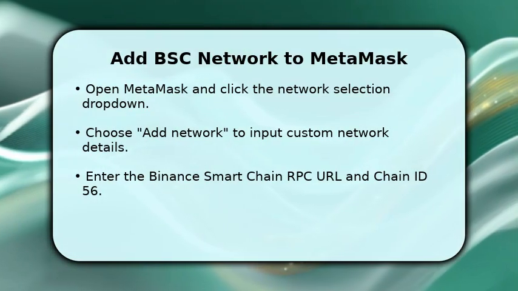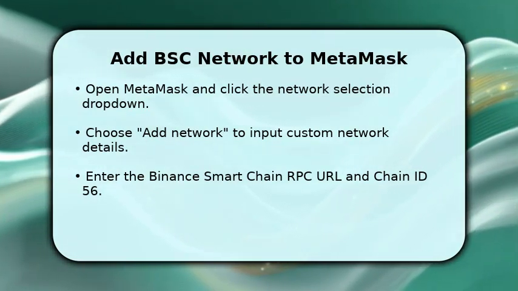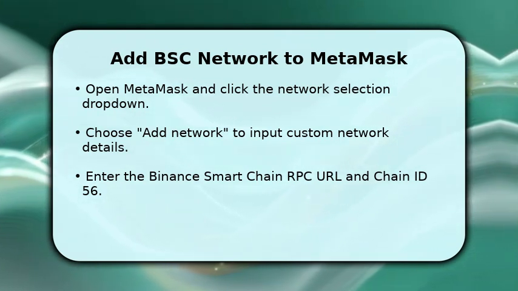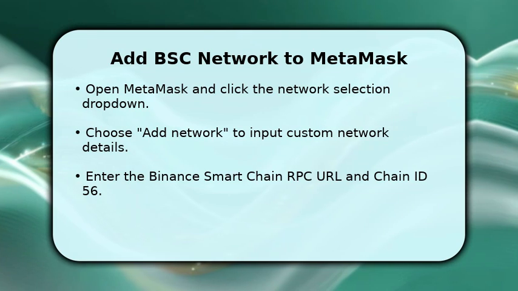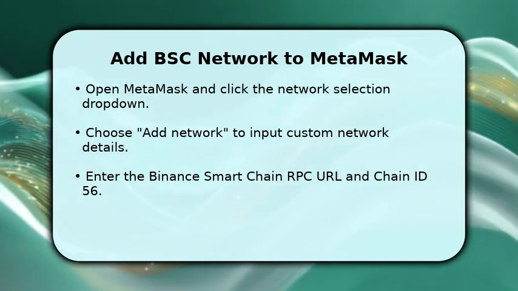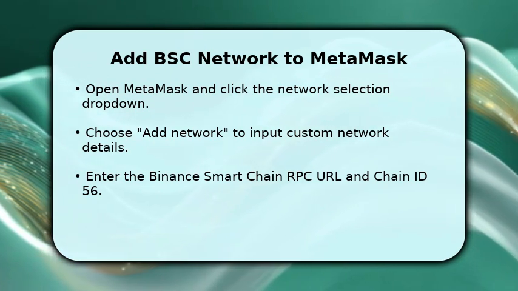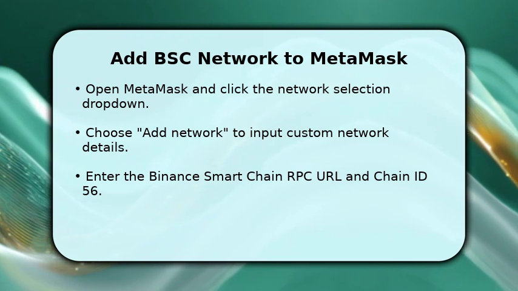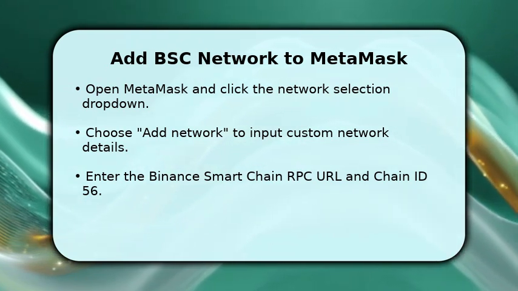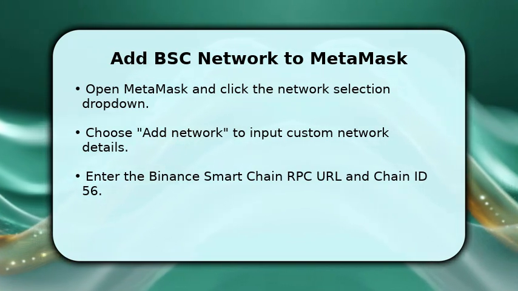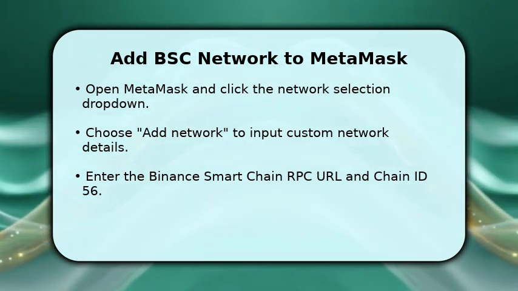To begin, open your MetaMask wallet and click on the Network drop-down menu at the top. Select the Add Network option to manually configure a new network. You will need to input specific details for the Binance Smart Chain, including the network name, a new RPC URL, chain ID 56, and the currency symbol BNB. This step establishes the necessary bridge for your MetaMask to interact with BSC.